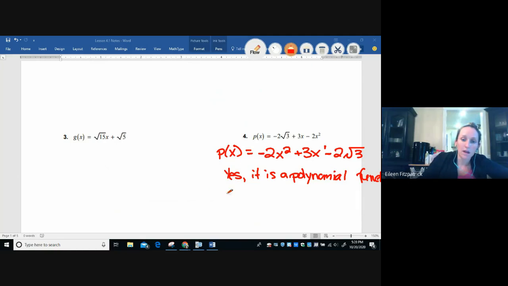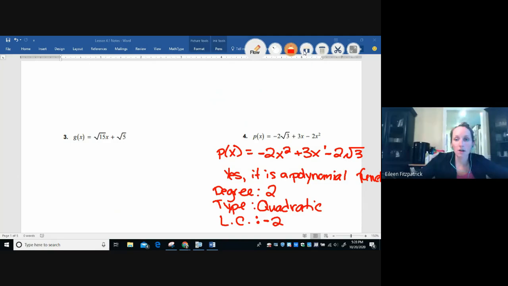Oh, I'm off the screen. And then again, I'm looking for the degree, the type, and the lead coefficient. So the highest degree, once you have it in standard form, it's nice and easy, is 2. Degree 2 means it's what? Quadratic. And lead coefficient is -2.